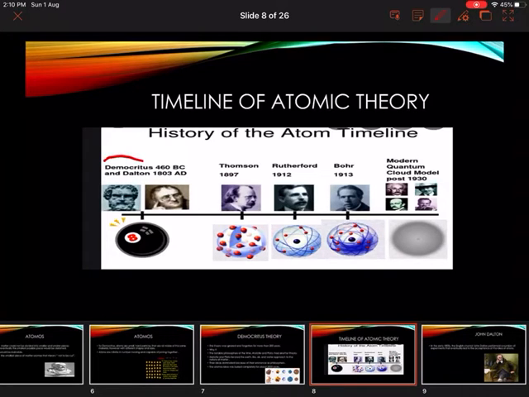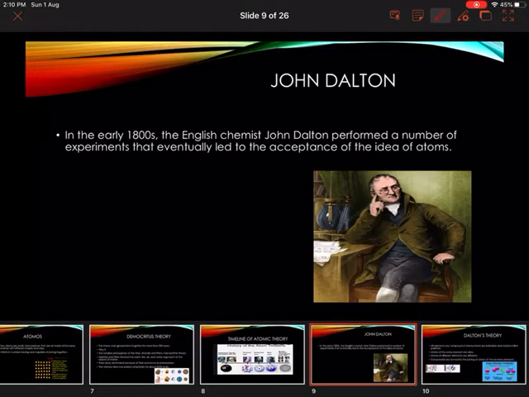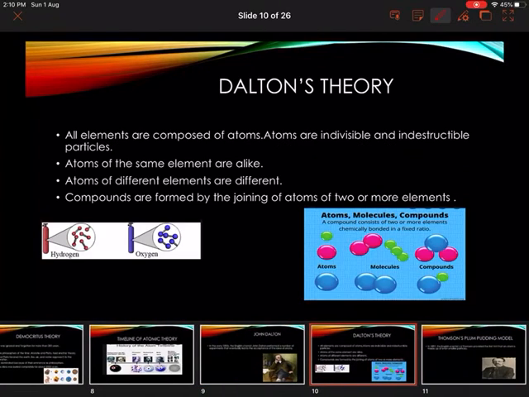So we started with Democritus. After this, we will go to Dalton to see what he discovered and what his theory was, then Thomson, Rutherford, Bohr, and then the modern scientists. John Dalton is an English chemist. He performed a number of experiments in the early 1800s that eventually led to the acceptance of the idea of atoms. What was his theory?